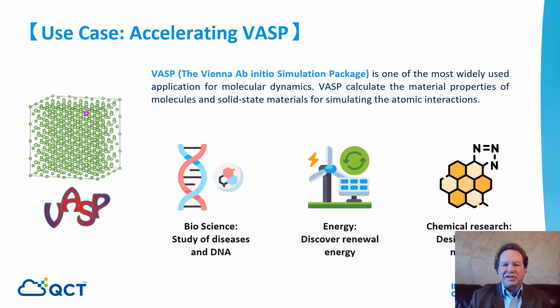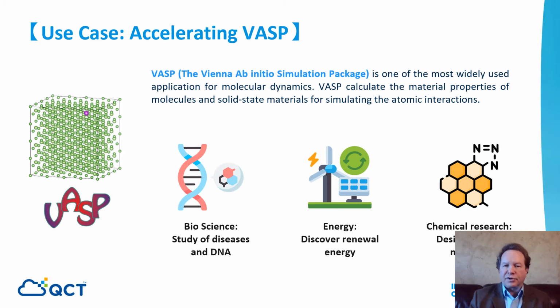In these next few slides, we will illustrate a real use case example of heterogeneous compute architecture by showing our testing of VASP on GPU acceleration with workload tuning. To give a background, VASP, the Vienna Ab Initio Simulation Package, is a widely used application for molecular dynamics. It is applied to many different applications.